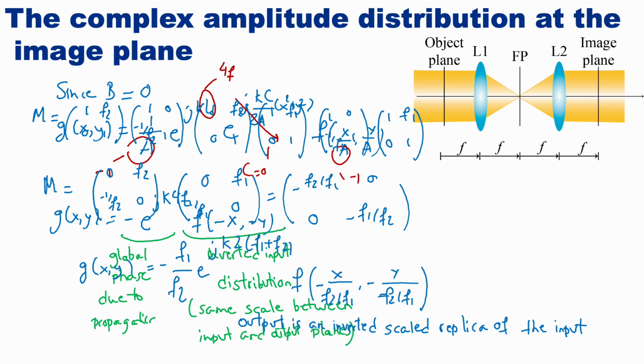So if we are thinking about our intensity, this global phase is irrelevant. So in terms of the intensity, we're going to share the same distribution. The intensity of the input is going to be the same, but just inverted.